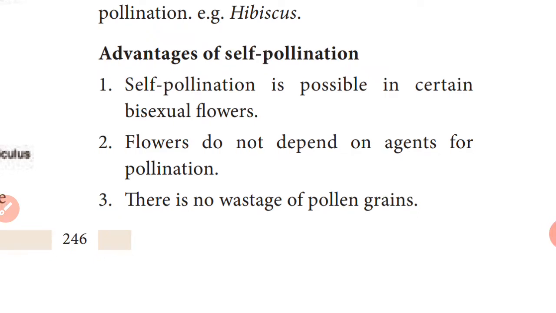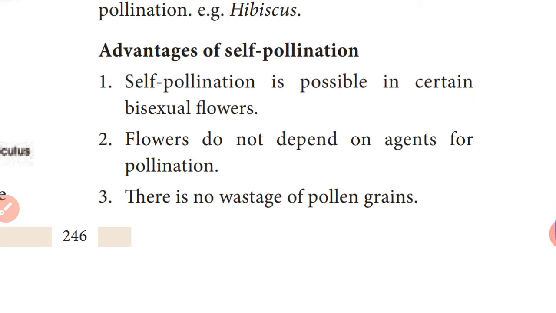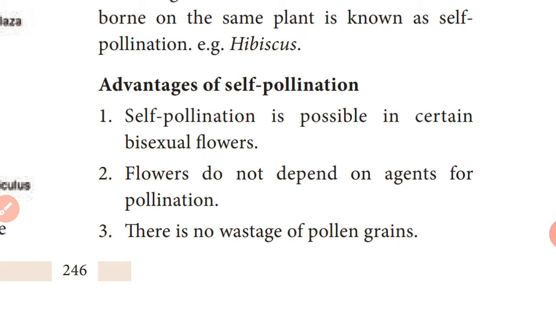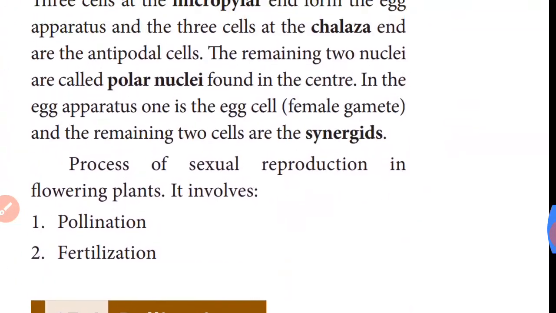Here there is no need of agents or help, because the two parts are present in one flower, so pollination will take place. Next, there is no wastage of pollen grains, because both are present nearby. So the advantages of self-pollination are: it is possible in certain bisexual flowers, there is no need of agents, and there is no wastage of pollen grains.